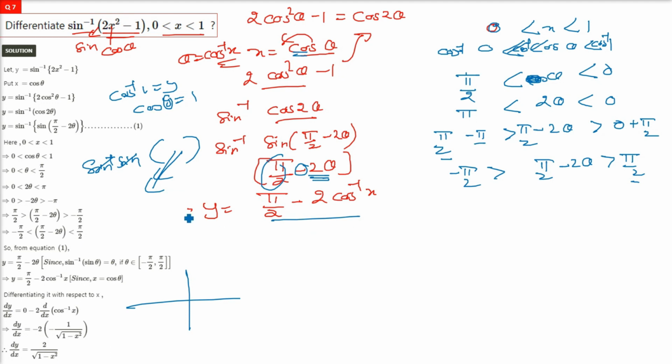We just have to differentiate it, dy by dx. So pi by 2 minus 2 cos inverse x, we are going to differentiate. Pi by 2 is a constant, so it will be 0. Minus 2 times cos inverse x derivative is 1 by under root 1 minus x square, negative. So negative times negative, positive, twice by under root 1 minus x square. This is dy by dx.